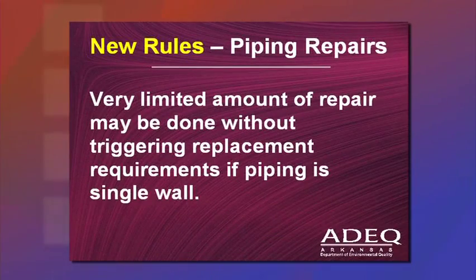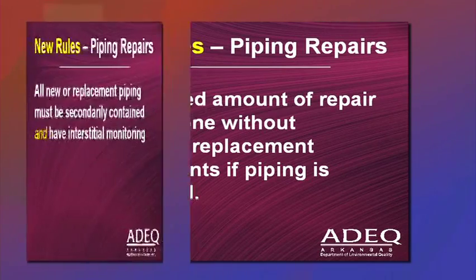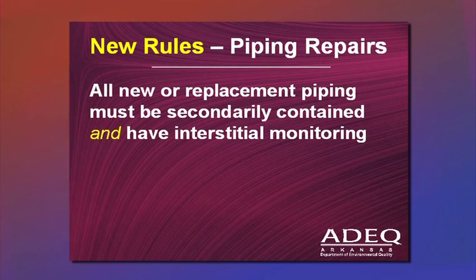Metal piping or fittings that have leaked must be pitched. They have to be replaced. We've talked about this, a very limited amount of piping repairs. Remember that 5 feet may be done without triggering replacement requirements if the piping is single wall. We're talking about secondary containment with interstitial monitoring. Anything more than 5 feet.